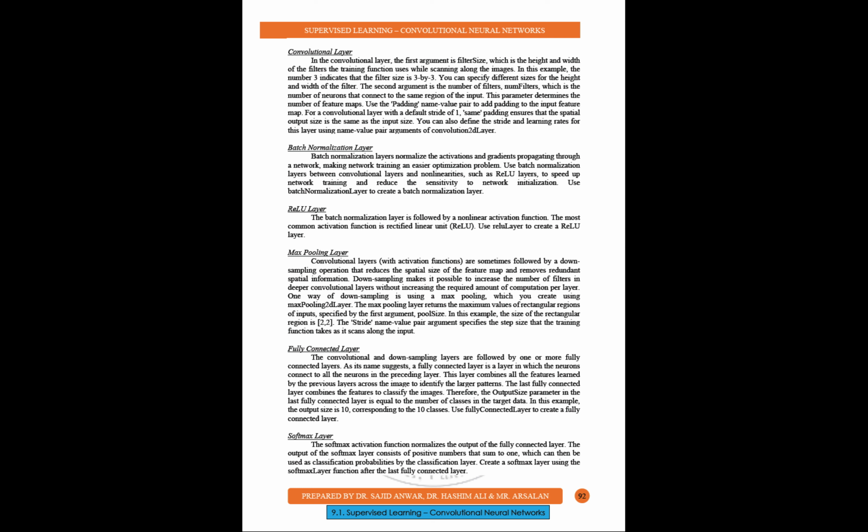In the convolutional layer, the first argument is filter size, which is the height and width of the filters the training function uses while scanning along the images. Similarly, the batch normalization layer normalizes the activations and gradients propagating through a network, making network training an easier optimization problem. So we need to use batch normalization layers between convolutional layers and non-linearities such as ReLU layers to speed up the network training and reduce the sensitivity to network initialization. Use batchNormalizationLayer to create a batch normalization layer, of course.